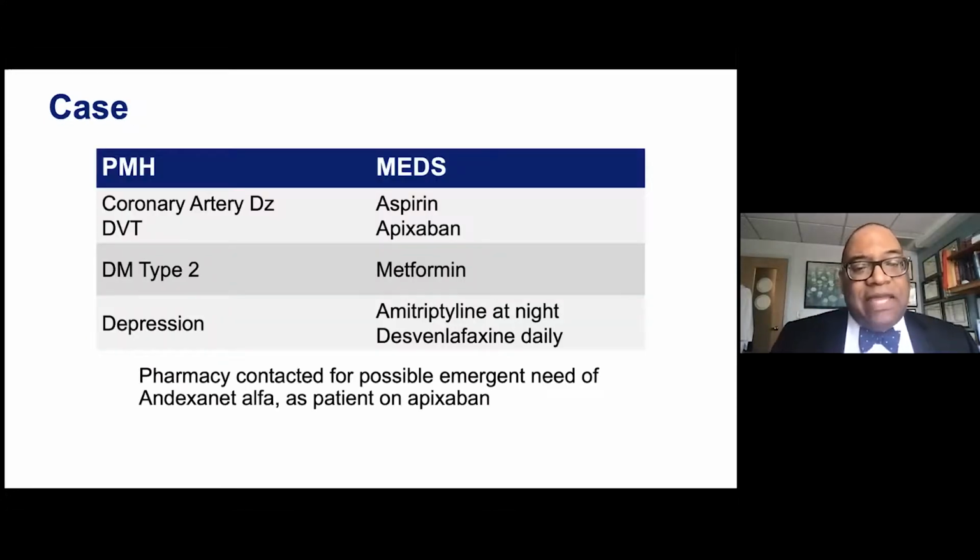From the wife, we were able to get the history of coronary artery disease, DVT, type 2 diabetes, and depression. And we see the list of medications is remarkable for apixaban, metformin, amitriptyline, and other medications for depression. Because of the apixaban, we want the pharmacists in the emergency department to be aware of this, because we may need a reversal agent, and it does take some time for that to become prepared.